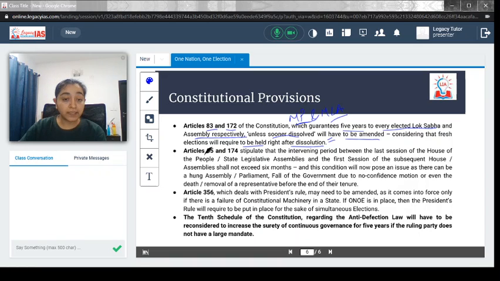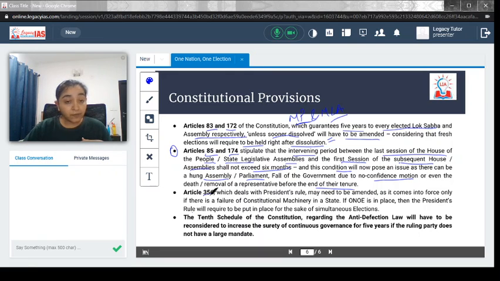Then there is Article 85 and 174, which stipulate that the intervening period between the last session of the House of the People or state legislative assemblies and the first session of the subsequent assembly shall not exceed 6 months. So the maximum time period allowed between sessions is 6 months. In that regard, this condition will pose an issue, as there could be a hung assembly or parliament, fall of government due to a no confidence motion, or even death or removal of a representative before the end of their tenure. So again, what will happen? How is the 6 month maximum period between one session and the other maintained? These provisions will also need tinkering.